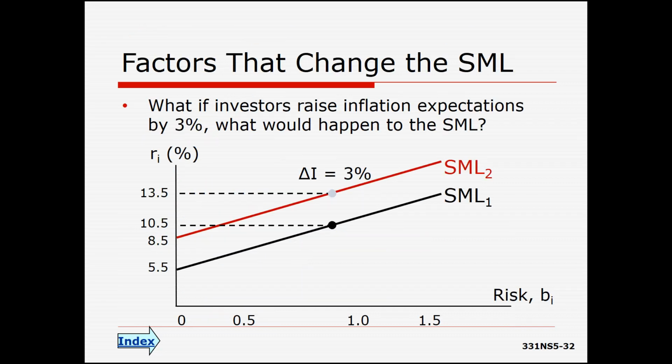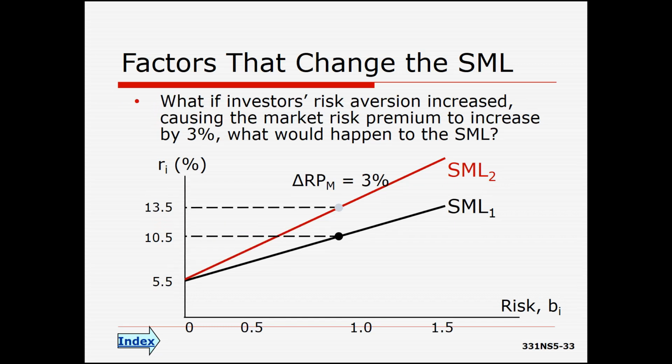The security market line is not static. It changes as its components change with the market. If inflation expectations increase by 3%, but the market risk premium doesn't change, then the SML shifts up. Inflation expectations increase the risk-free rate, which is the y-axis intercept. If investors' risk aversion increases but the risk-free rate stays constant, then the line will ratchet up, affecting high beta stocks more than lower beta stocks.